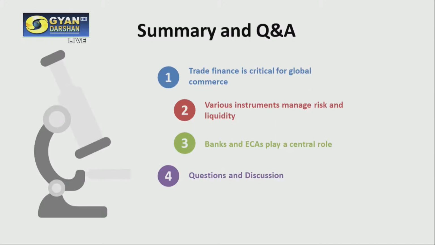finance integration. Now, this is the summary: trade finance is critical for global commerce. Various instruments can be used, which I have already discussed, to manage risk and liquidity. And banks and ECAs, export credit agencies, play a central role in mitigating risk involved in international trade.